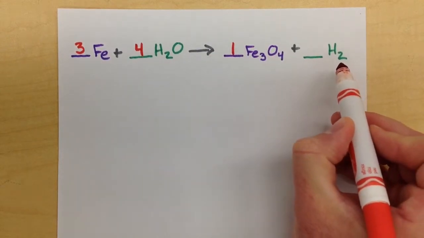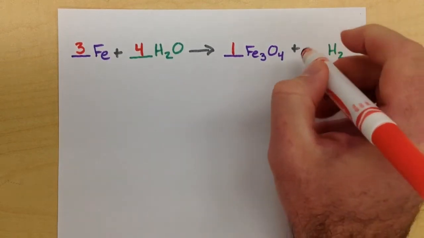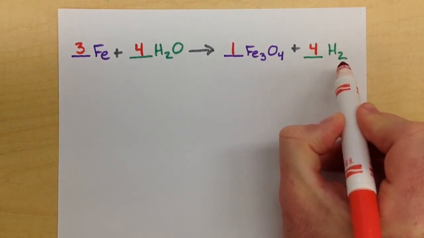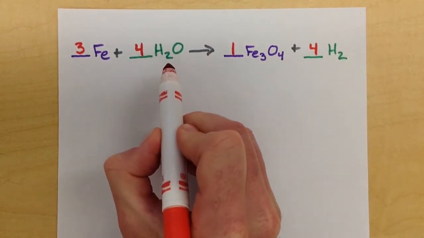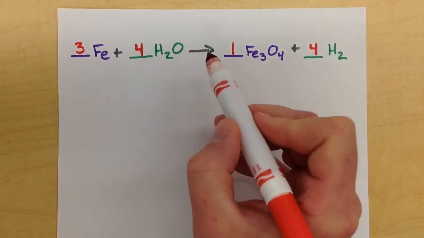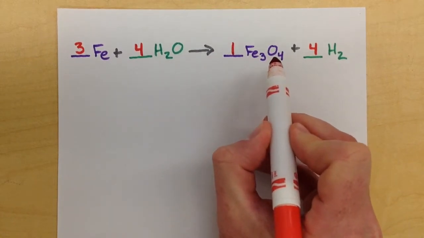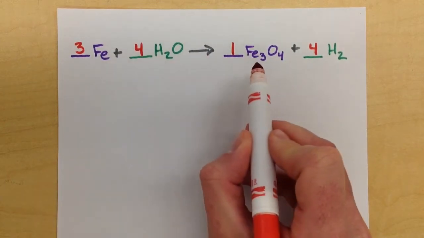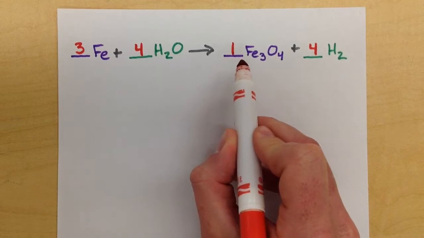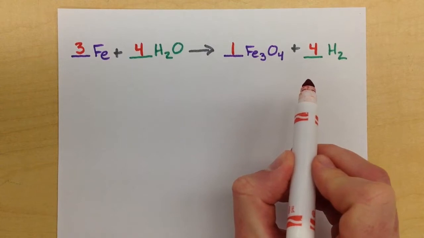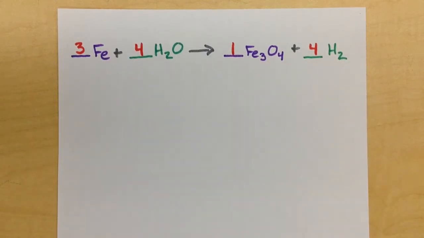So, to make sure that I have 8 hydrogens on this side, I need to add a 4 here, because 4 times 2 is 8. 4 times 1 oxygen is 4 oxygens. 3 times 1 iron means I have 3 irons, and I have 3 irons here. 3 times 1. You see that? So now I look through this, and it's balanced. Let's go ahead and look at another example.